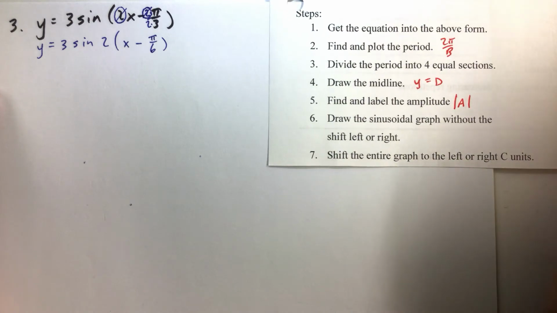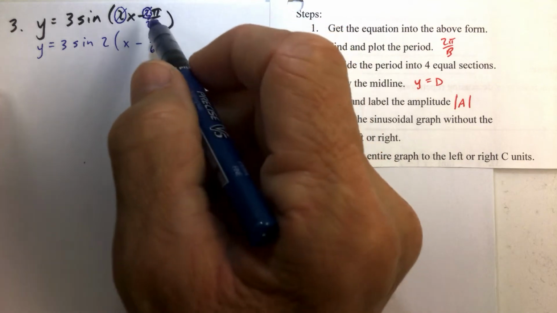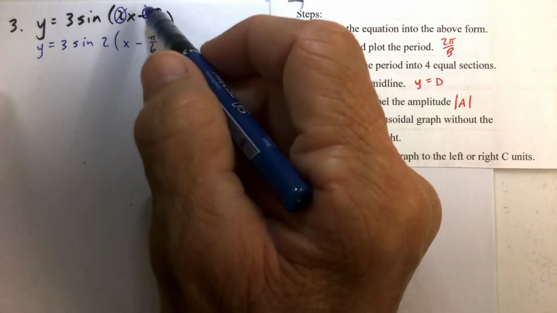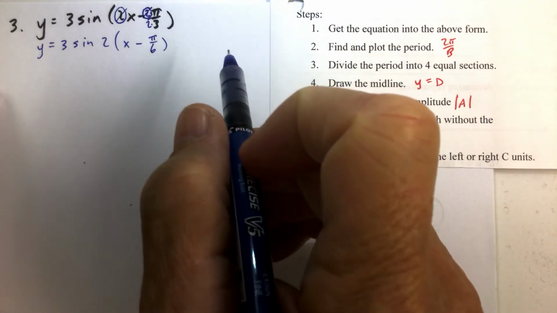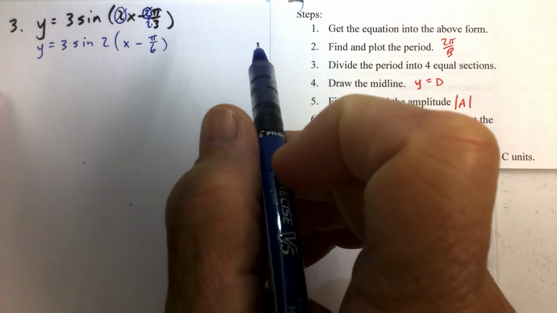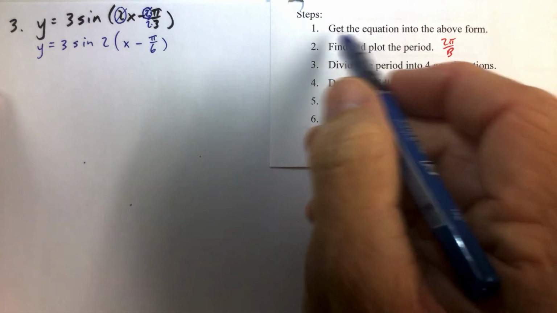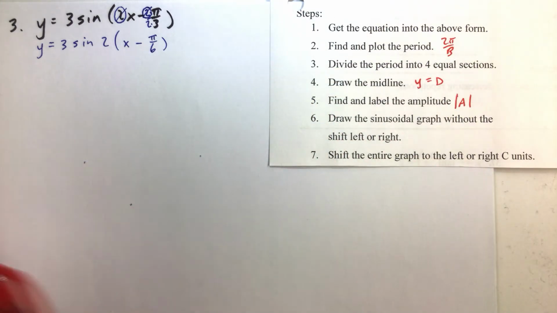You don't have to do that, but it's easy to make a mistake when you're factoring out a 2 from a fraction. So I just like to visually put it there, and then I make many fewer mistakes. All right. So that's step 1. We have our equation in the form that we need it in.